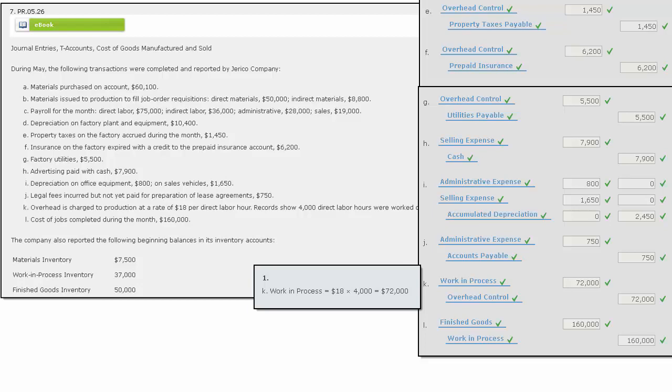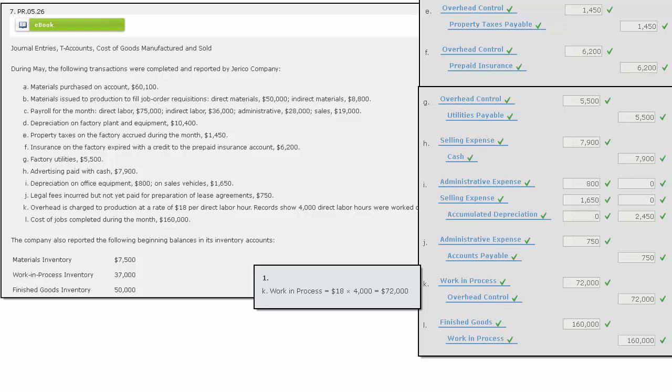After the entry G, which was factory utilities, we have entry H, advertising paid for cash. Well, that's just a debit to advertising expense, $7,900, or a debit to selling expense. I guess they're not giving us a separate advertising expense account. Credit to cash. Entry I says depreciation on the office equipment was $800 and sales vehicles $1,650.